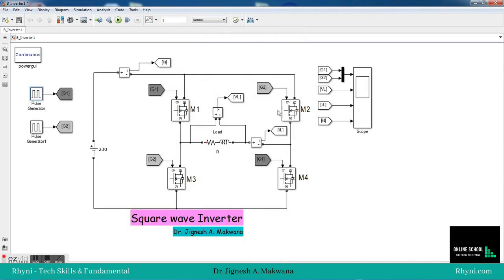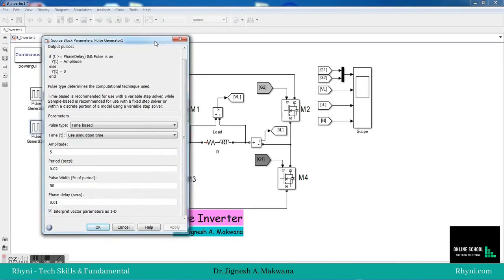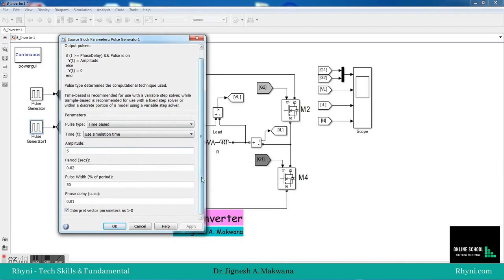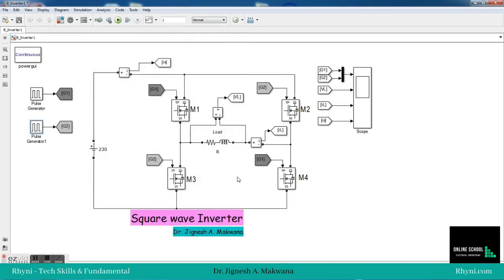Now we require the totally reverse, so we can use either a NOT gate or, better, a second pulse generator to generate the pulse for switches M2 and M3. We use a phase delay of half the total period, so 0.01 second. This pulse will start after 0.01 second, which means it will be the complement of gate pulse 1. All other things remain the same for G2, only the phase delay is half of the total period, 0.01 second.